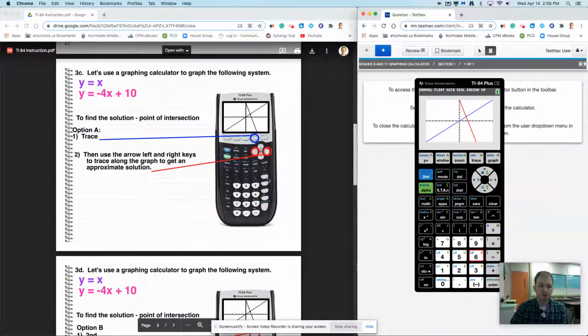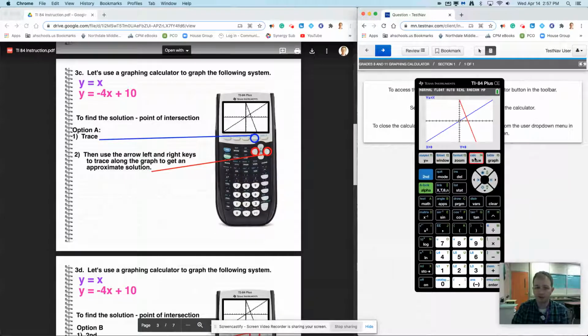Let's go down to our next problem, 3C. Let's use the graphing calculator to graph this, and we're going to find the point of intersection. So we're going to use the trace button. Trace is the second one over from graph. So we've used zoom, we've used graph, we've used y equals. Now we're just going to trace.